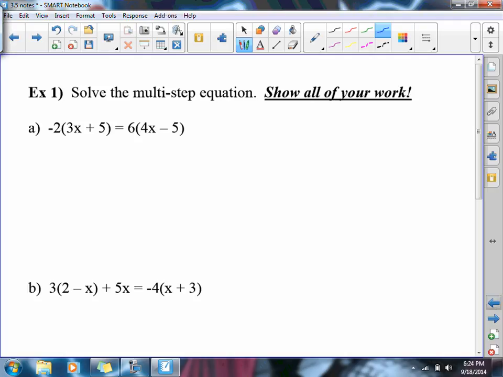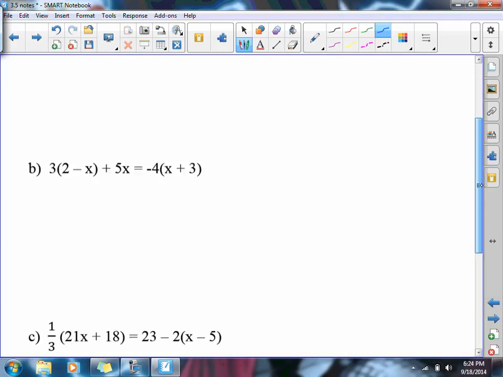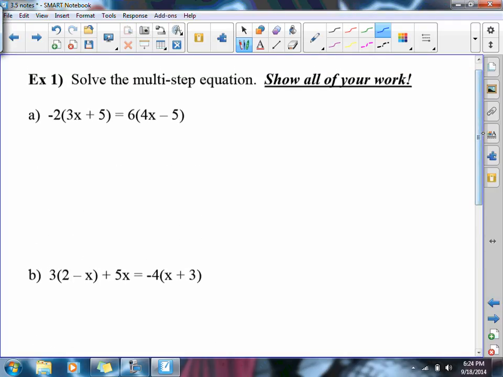Example 1 here has 3 parts to it: an A, a B, and a C. It says to solve the multi-step equation. So the directions even tell us that we're going to have a lot of steps to do here, and yes, we do want to show all of our work.